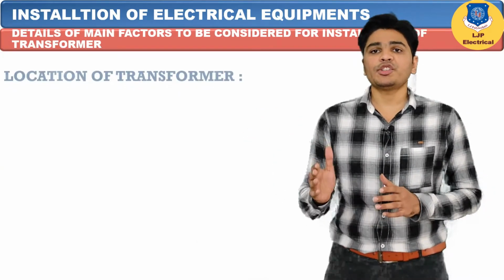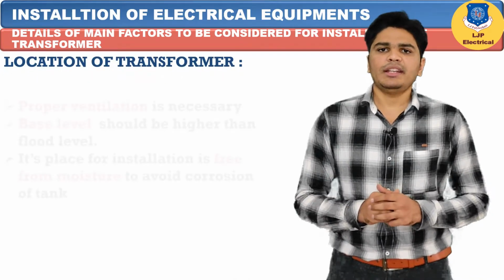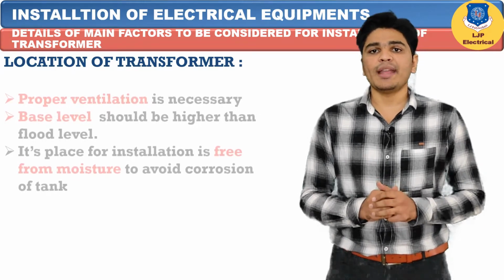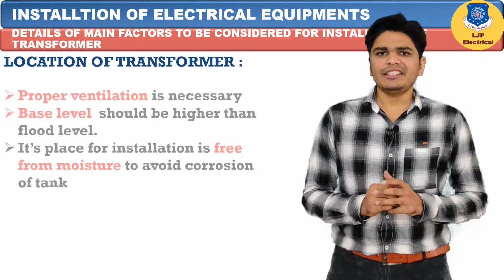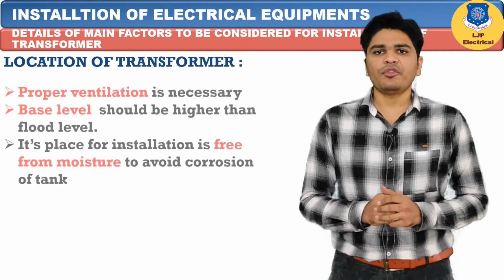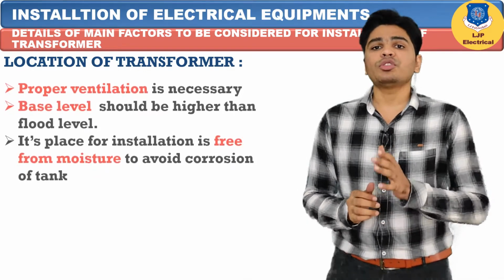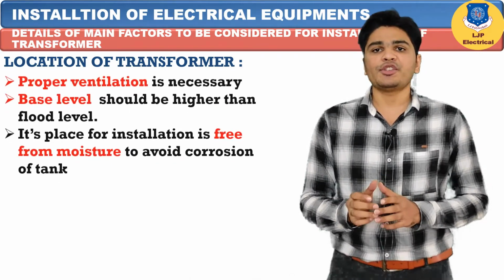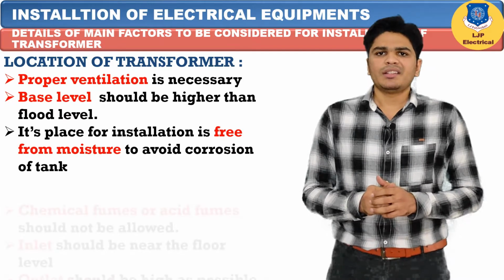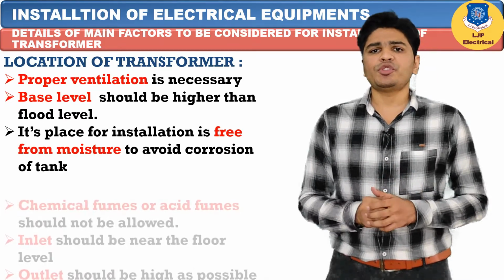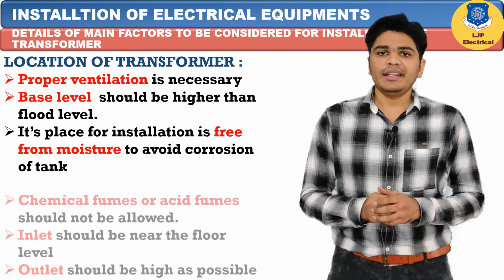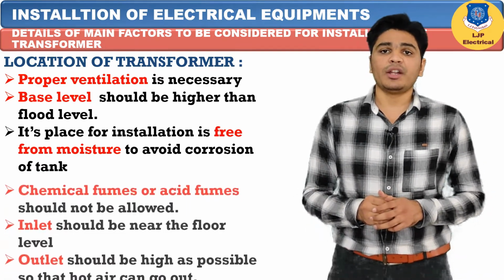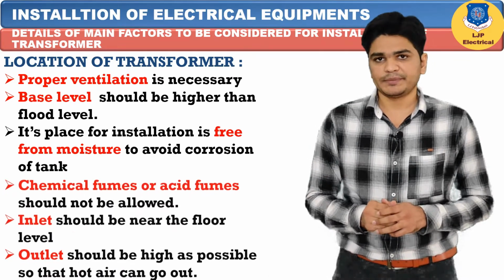First one is location of transformer. In location, proper ventilation is necessary and base level should be higher than flood level. The place for installation should be free from moisture to avoid corrosion of the tank, and moisture condensing over the bushing, due to which flashover may occur. Sometimes chemical fumes or acid fumes should not be allowed. Inlet should be near the floor level and outlet should be as high as possible so that hot air can go out.